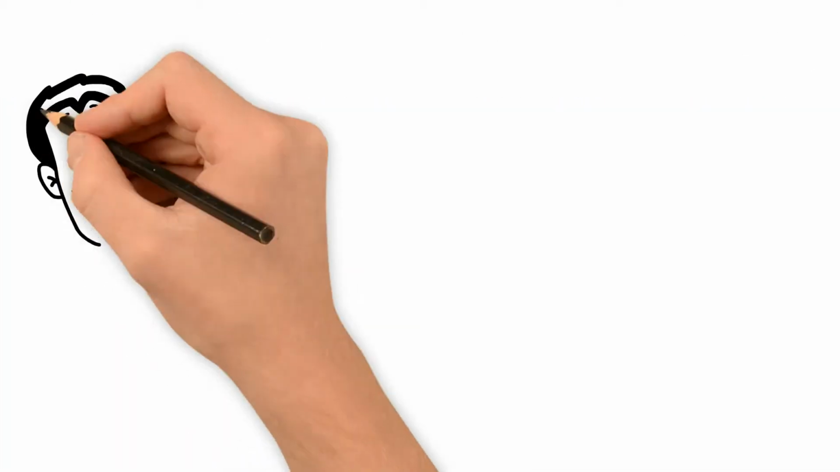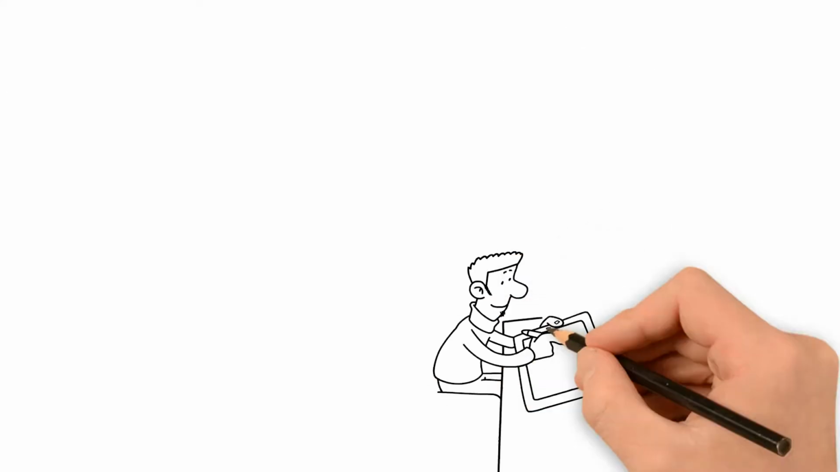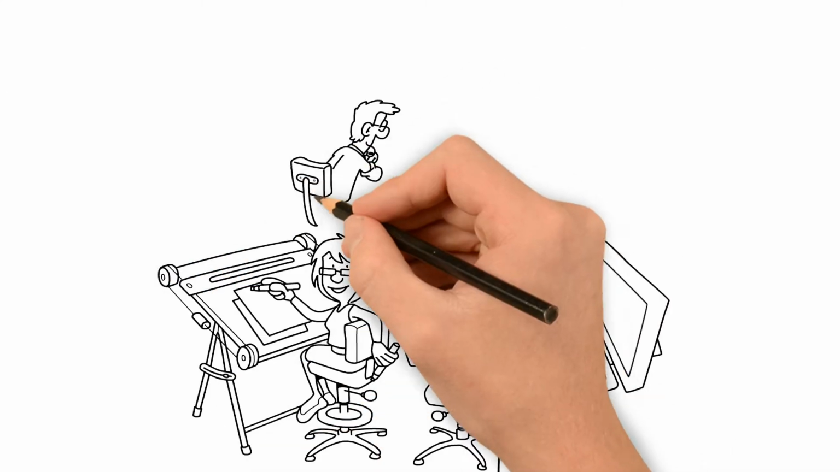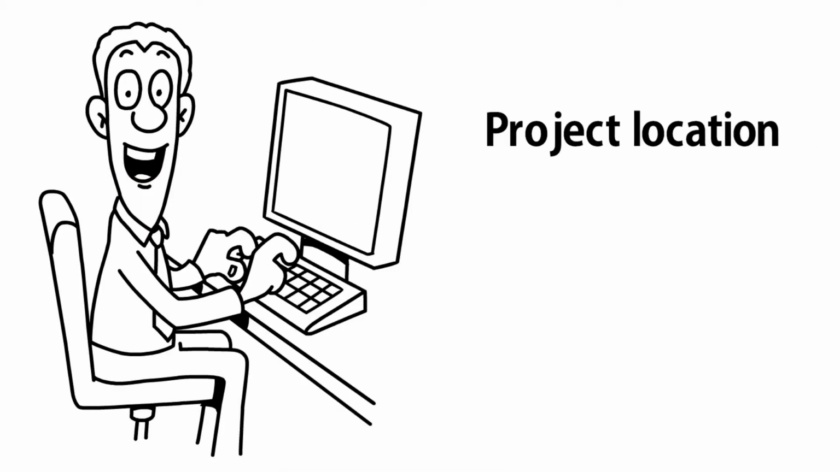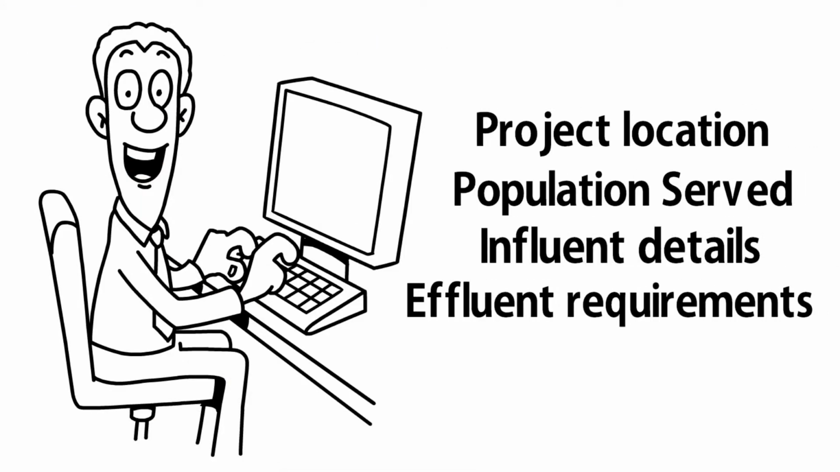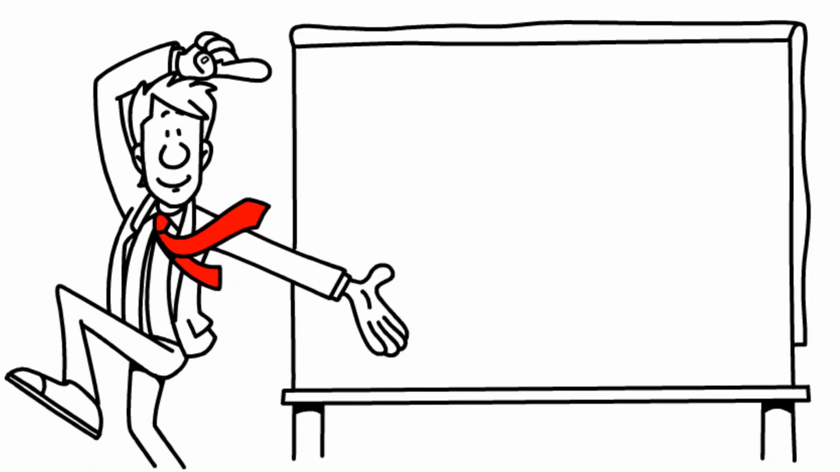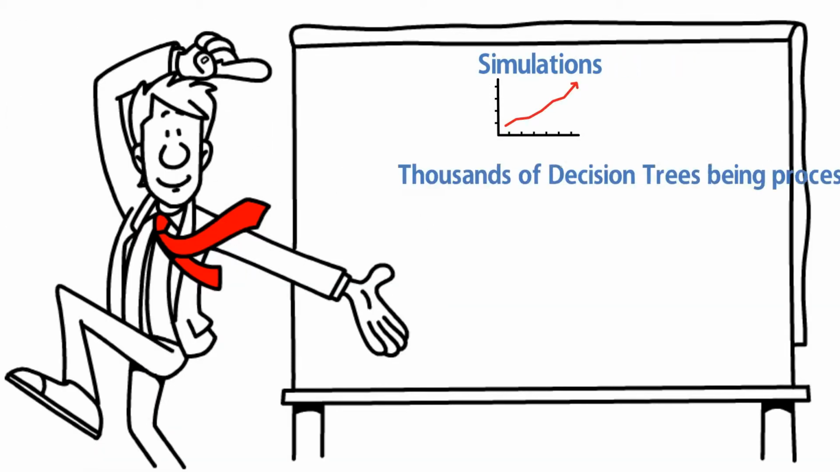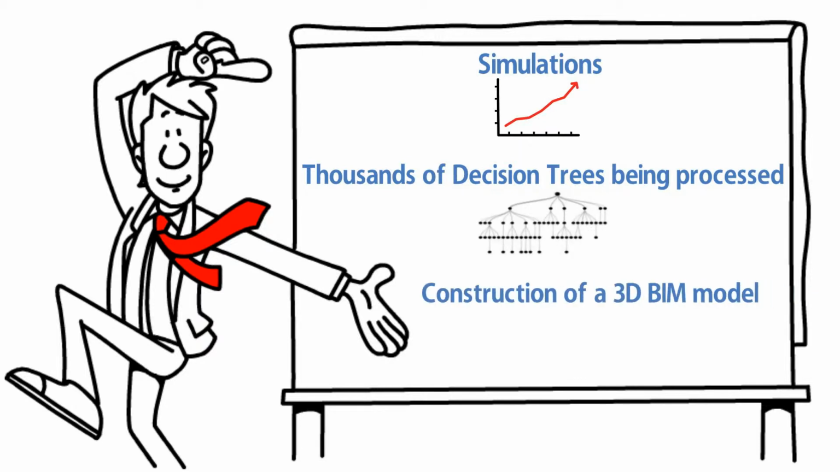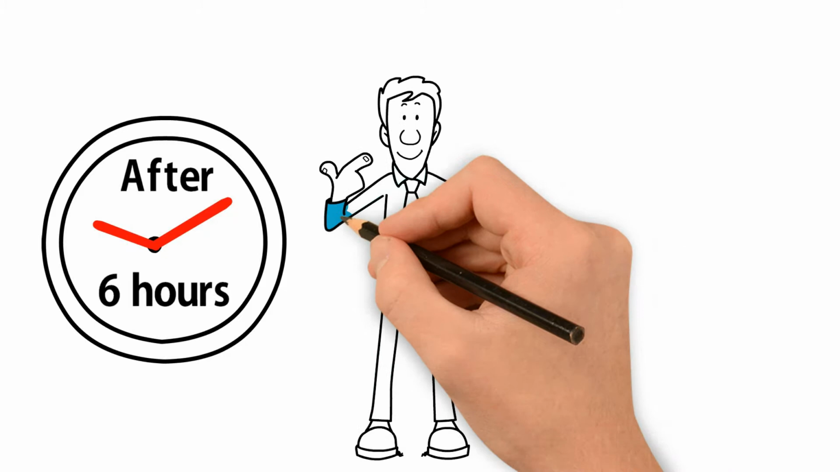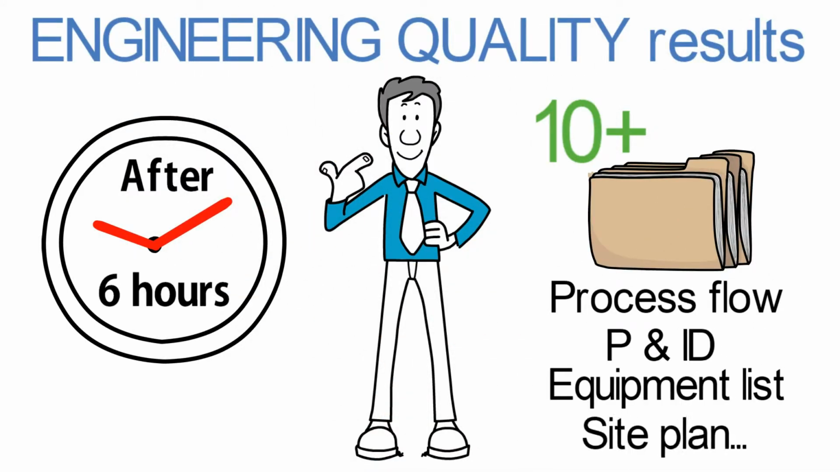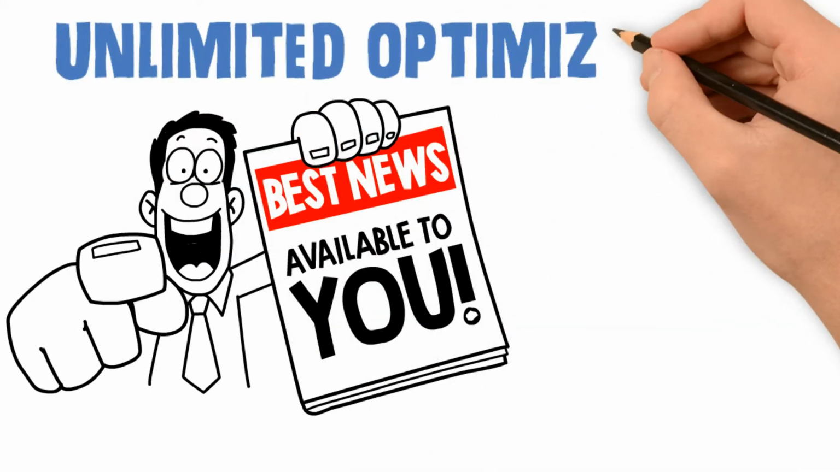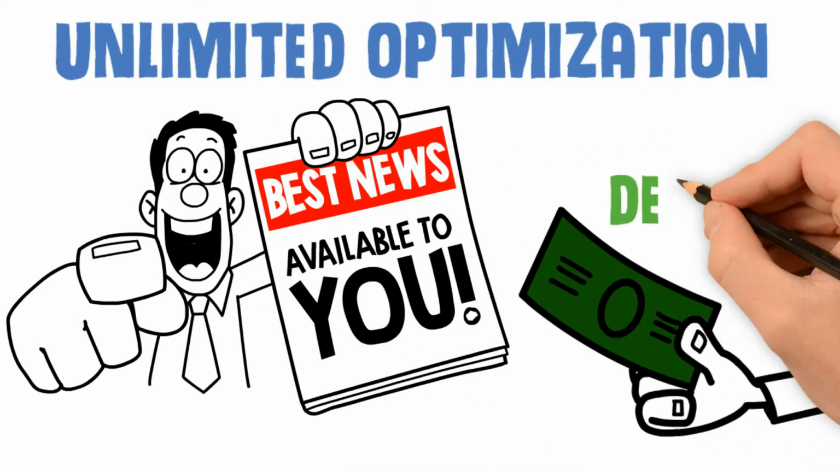There is. Introducing Design Generator, a tool designed by leading experts in the field and validated using thousands of designs. Simply enter the data, then the system leverages AI to do the complete facility design, which includes simulations, thousands of decision trees being processed, construction of a 3D BIM model. After just 6 hours, we get engineering quality results, including over 10 documents, and you can run unlimited designs to optimize for the most cost-effective design.